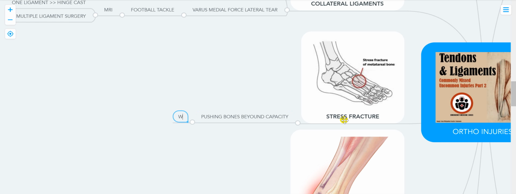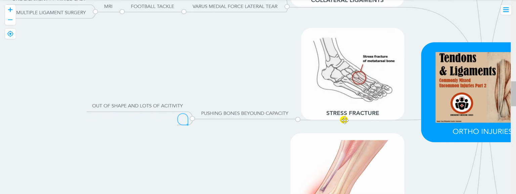So this is what the patient looks like: someone who used to work out a lot but is now out of shape. Out of shape and lots of activity, which means the patient usually used to be very active. You can also see pinpoint tibial pain. So what do you do? You do an x-ray. It could be normal on day 1, and there's a fracture on day 7.